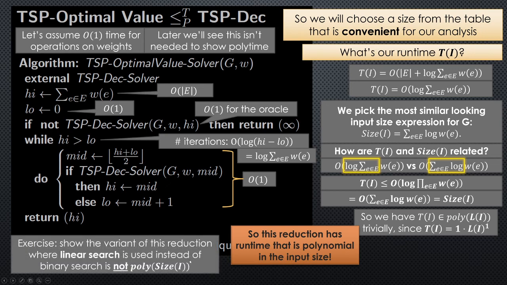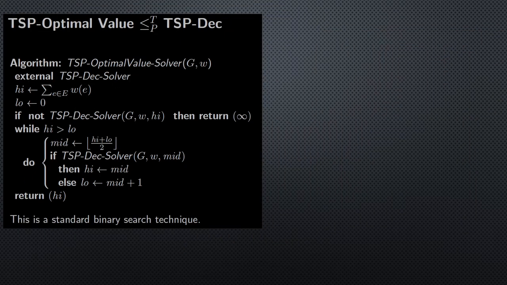Now, as an exercise, you might try showing that a variant of this reduction that we saw earlier, where we use linear search instead of binary search, is not polynomial in the size of I. This is something you should do offline. I greatly encourage this. Try to show that this is not polynomial in the size of I.